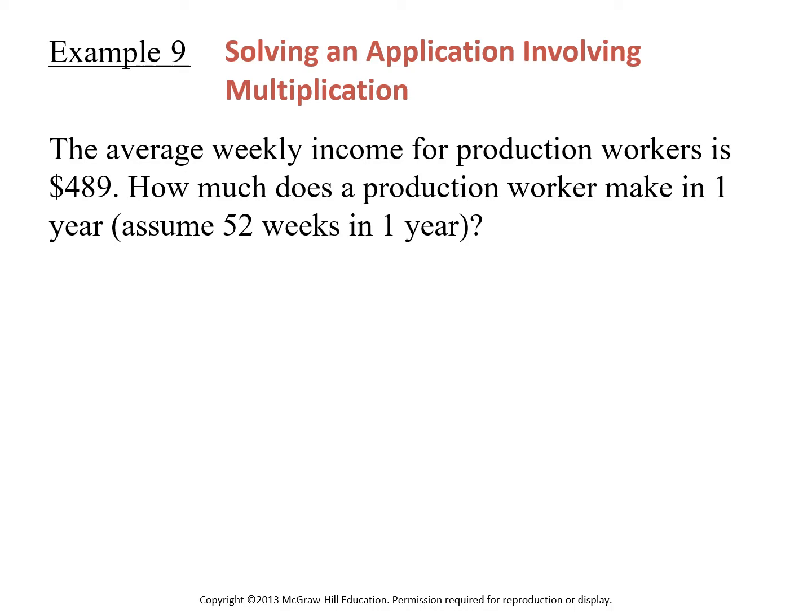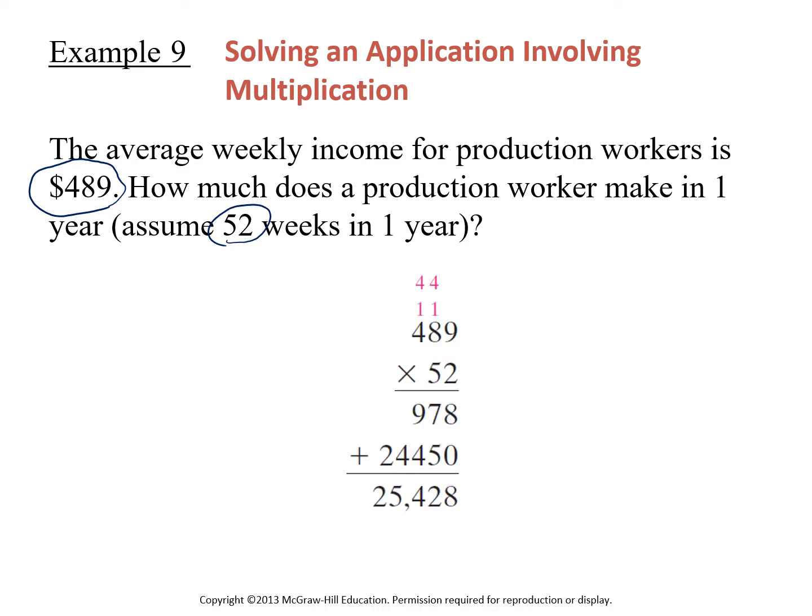Example 9, the average weekly income for production workers is $489. How much does a production worker make in 1 year? So if each week they make $489, in 52 weeks, we're going to multiply 489 times 52 to get 25,428.